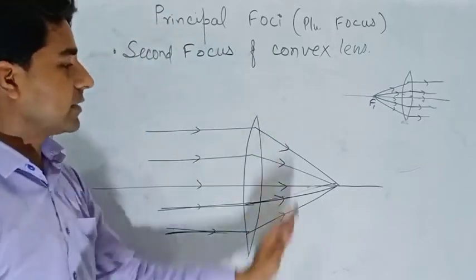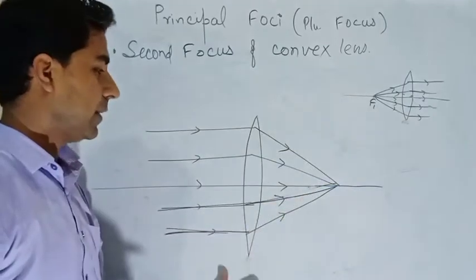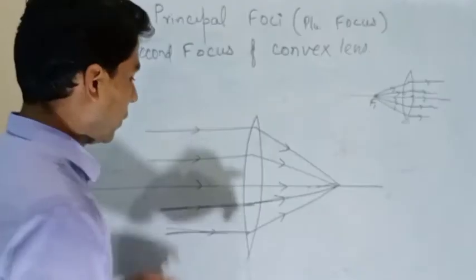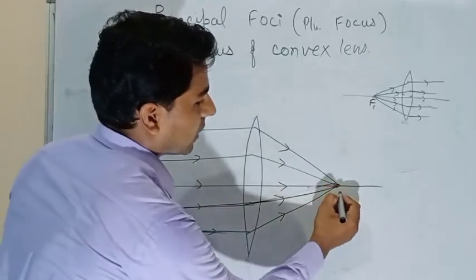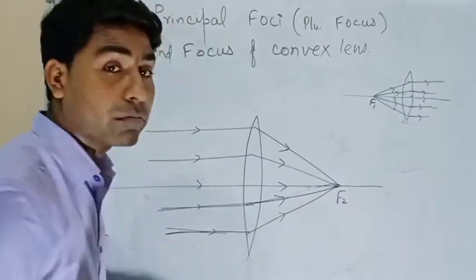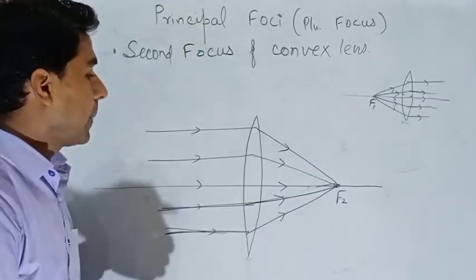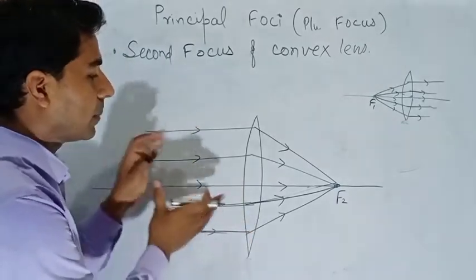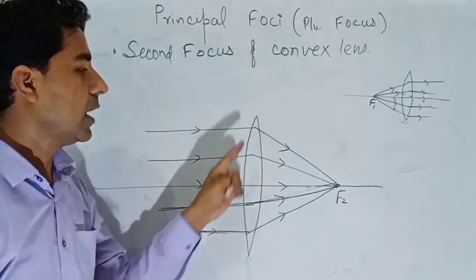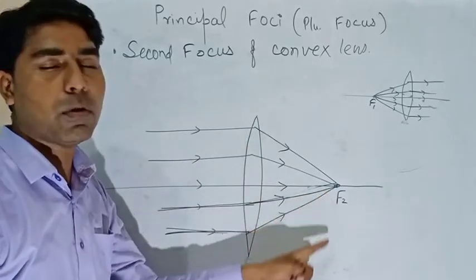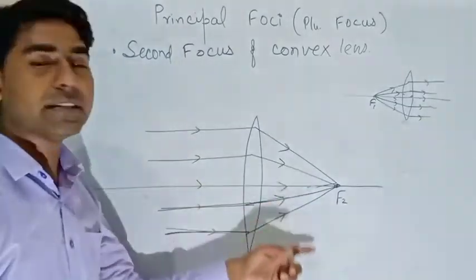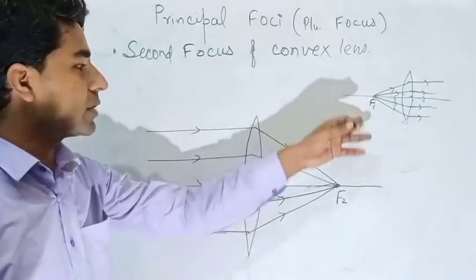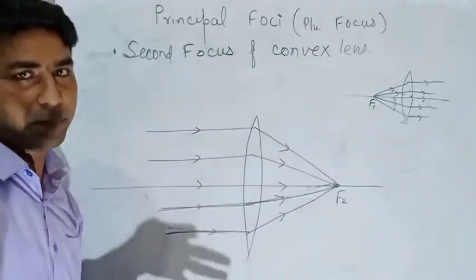Now you are watching that this diagram is the flip diagram of this. So this point where all the rays are converging, this will be what? F2. Now what will be the definition? So you will say, when the rays are coming parallel to the principal axis, after refraction, if they are converging at any point, so that point is called second focus of the convex lens. Again, it is a point on the principal axis.